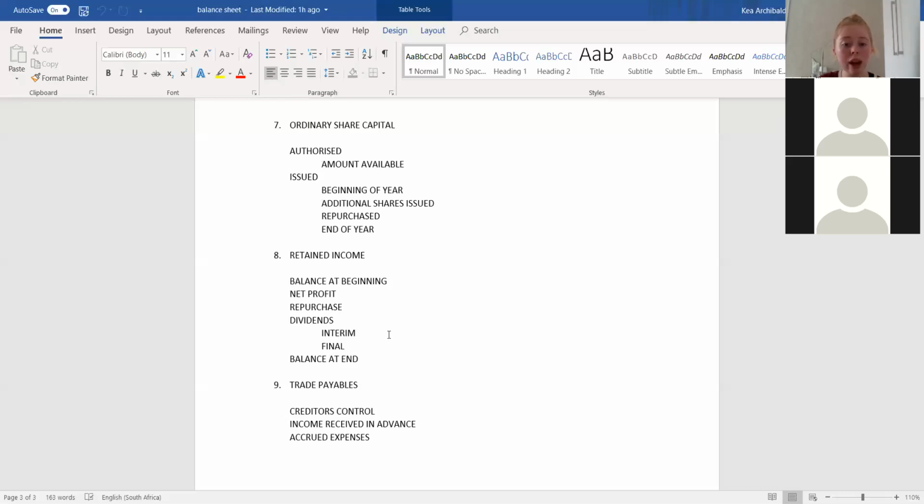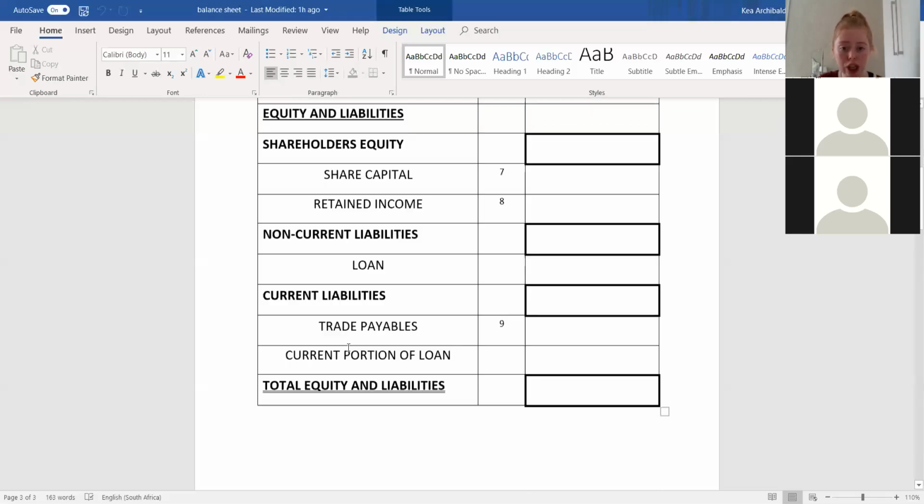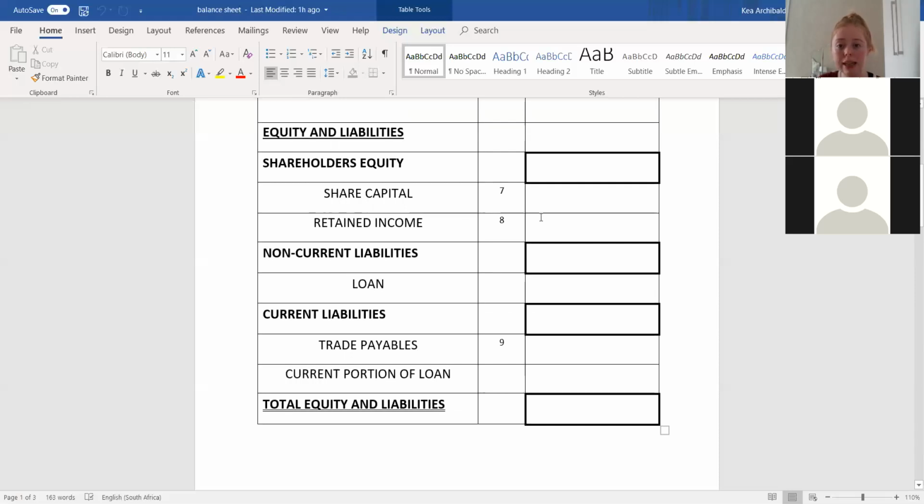Okay, so then if we move on to trade payables, if we're looking at our balance sheet, we've now got our share capital and our retained income, which we've done. These two amounts would be totaled to give you total shareholders' equity. Then with non-current liabilities, you'll have your loan. This is the non-current portion of your loan. There's no note for it. If you do have to use any calculations, say they tell you 10,000 rand is the current portion, just show your amount minus 10,000 rand in brackets over here. Then you'll get your amount and total up here.